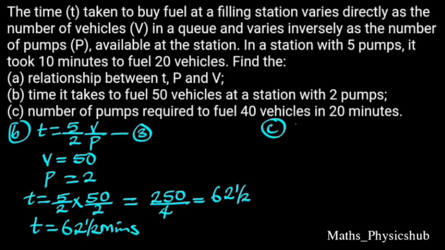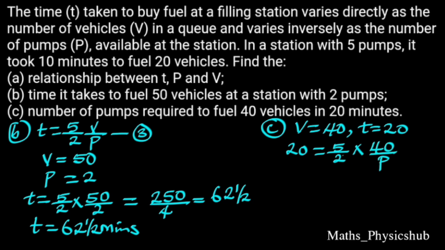C. To find the number of pumps required to fuel 40 vehicles in 20 minutes. Since the number of vehicles is 40 and the time is 20 minutes, we will also substitute these values in equation 3. Doing so will give us 20 is equal to 5 over 2 times 40 over p. 2 will cancel out 40 to leave us with 20. Going further, 20 is equal to 5 times 20 over p, which is 100 over p.